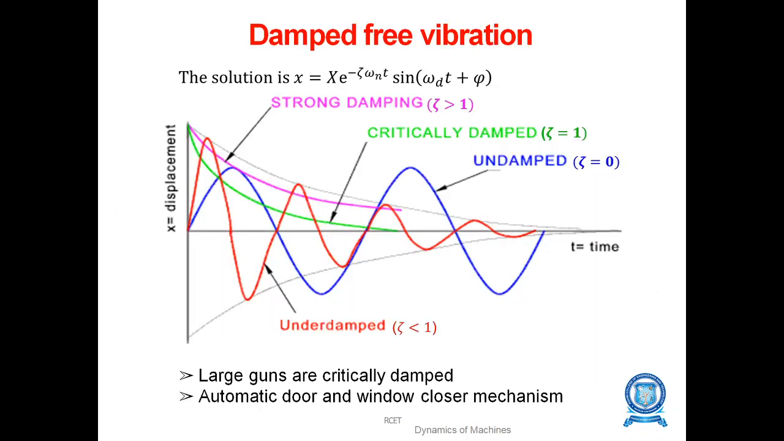So this is a diagram showing the damped free vibration. Strong damping, which is overdamped, is denoted in pink color, and the red color denotes underdamped, where eta value is less than 1. The blue value is undamped when eta value is 0, and the green value is critically damped, where eta becomes 1. This line represents the time, and this is the displacement. Large guns are critically damped, as are automatic door and window closure mechanisms.